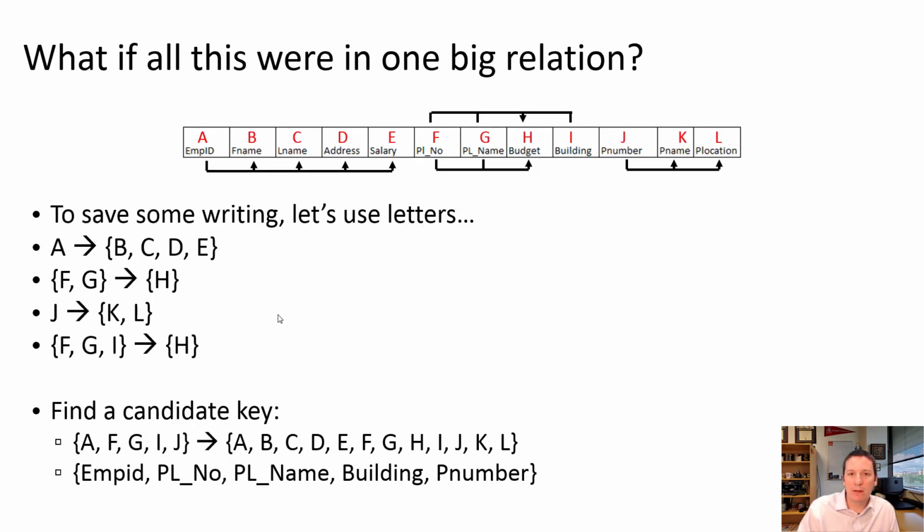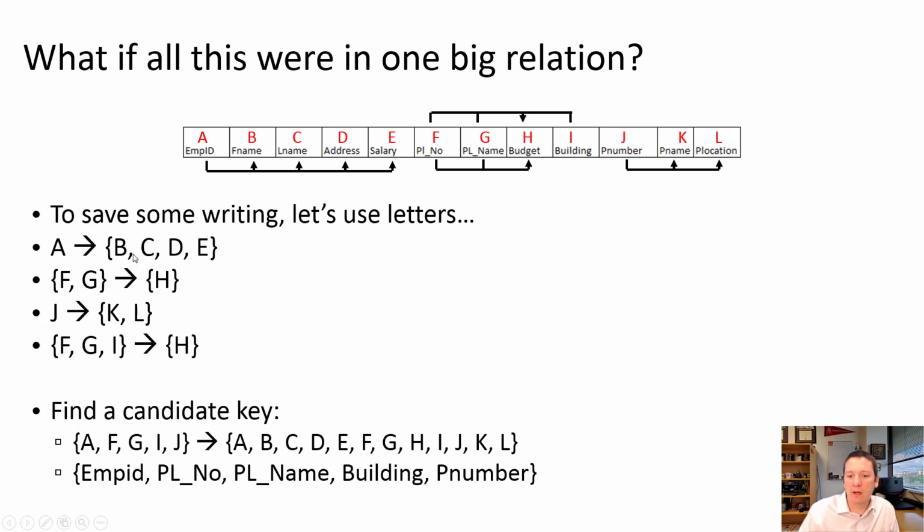So to save a little bit of writing and screen space, we're going to assign letters to represent each one of these attributes. So instead of writing emp ID every time, we're just going to have the letter A. And instead of fname, we're going to have the letter B, and so forth and so on down this list. And that means our functional dependencies that are in play are A determines B, C, D, and E, F, G together determines H, J determines K and L, and F, G, I together functionally determines H. So A determines B, C, D, E is just emp ID determines first name, last name, address, and salary.